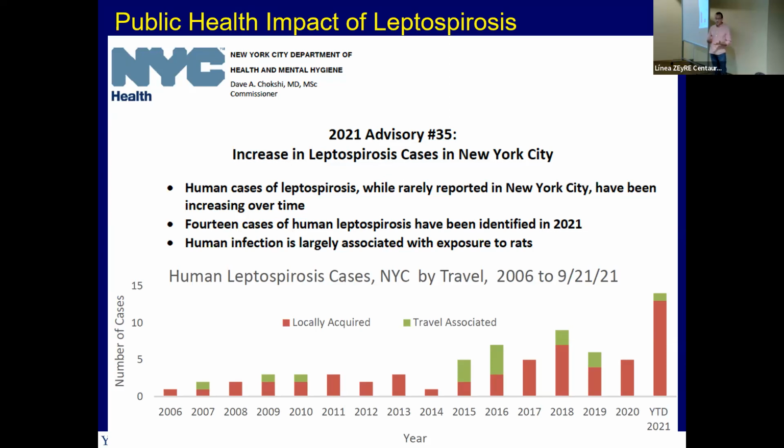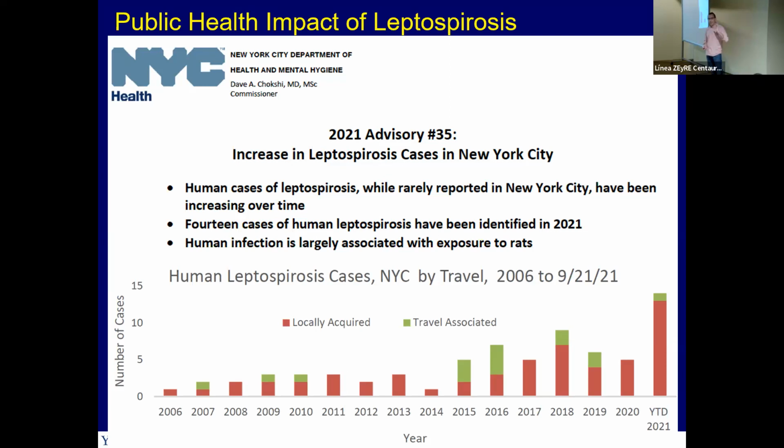Okay? So there was one death, and one person got leptospirosis while traveling. All the other 16 people got leptospirosis in the city, right? And the vast majority of them had risk factors like contact with rats or a puddle of water. And a lot of those people were actually experiencing homelessness. So, just to show you that it is a problem that's going to happen.